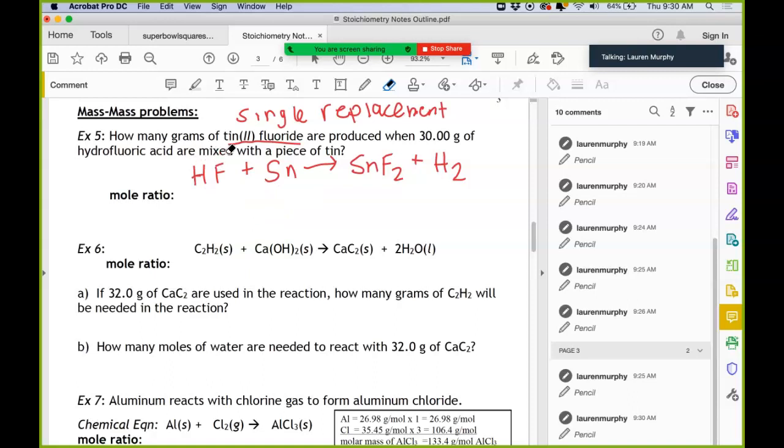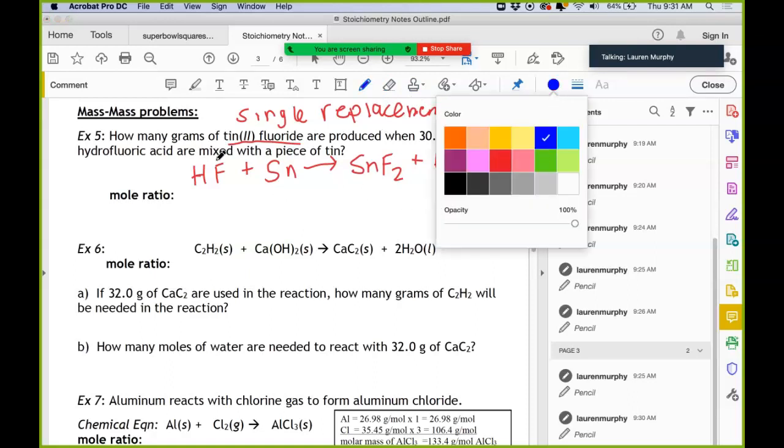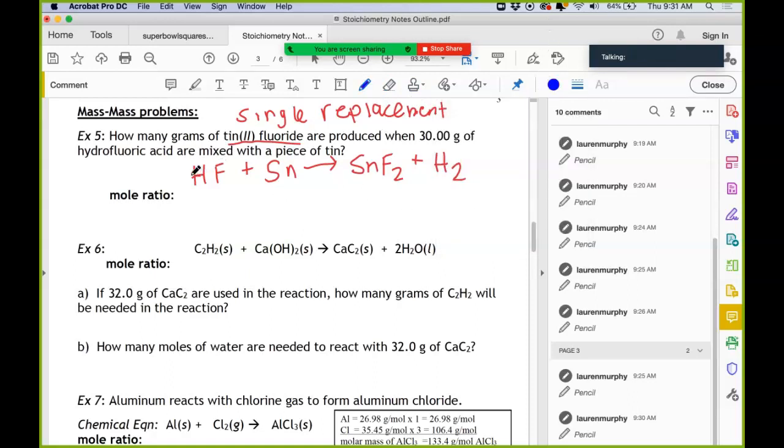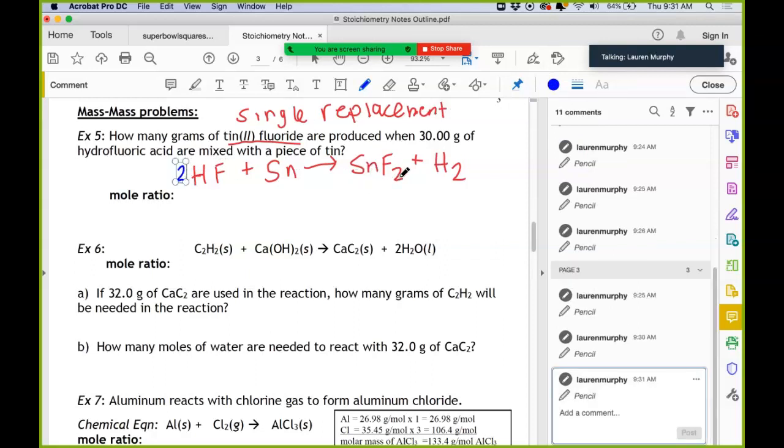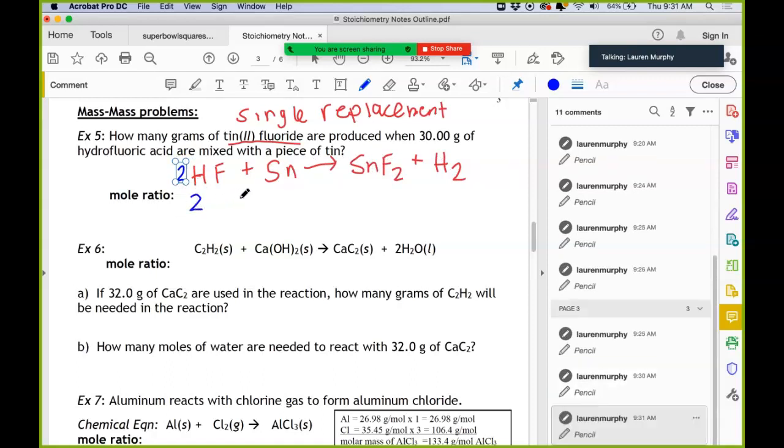Now you need to balance. So I needed 2 here because there's 2 fluorines. That gives me 2 hydrogens, 2 hydrogens. Okay. So the mole ratio is 2 to 1. There's an invisible 1 in front of here, right? And there's a visible 1 in front of here. And there's an invisible 1 in front of the hydrogen.